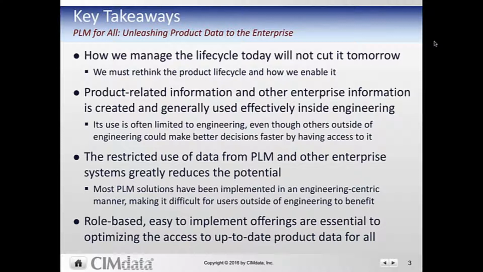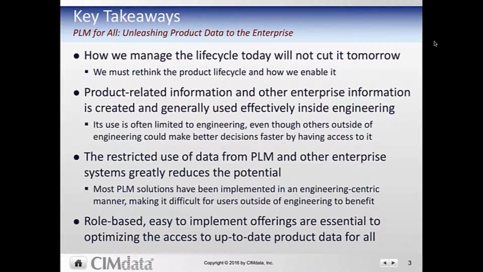Unfortunately, there's this restricted use of data from PLM and these other enterprise systems, which in reality reduces the potential of PLM and how product lifecycle management as a strategic business approach can support an organization. A lot of times these solutions become very engineering-centric and not enterprise-centric or product lifecycle-centric as they need to be. And what we're looking for is really solutions that are more role-based.